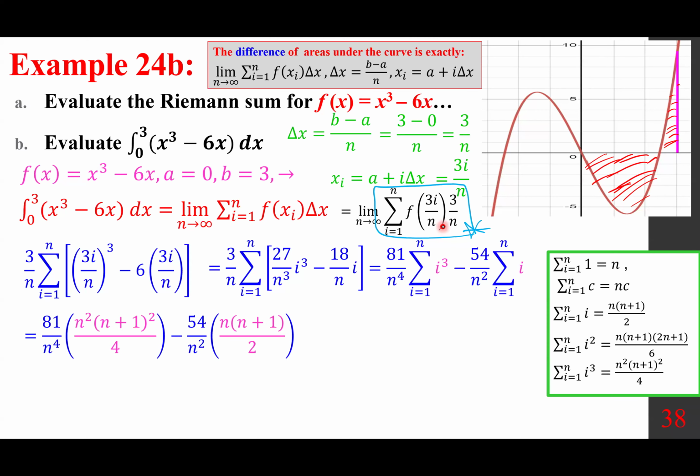All right. Now, we are going to replace the i cubed, everybody. I'm going to replace the i cubed with n squared times (n plus 1) quantity squared divided by 4. And we're going to replace the i, by that I mean summation of i, with n times (n plus 1) divided by 2.